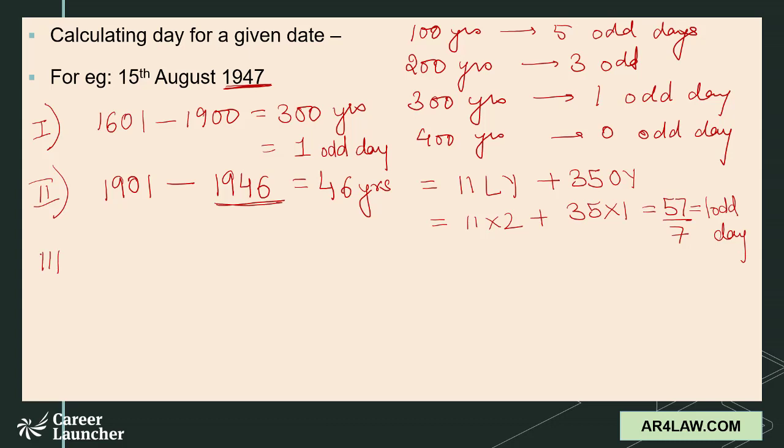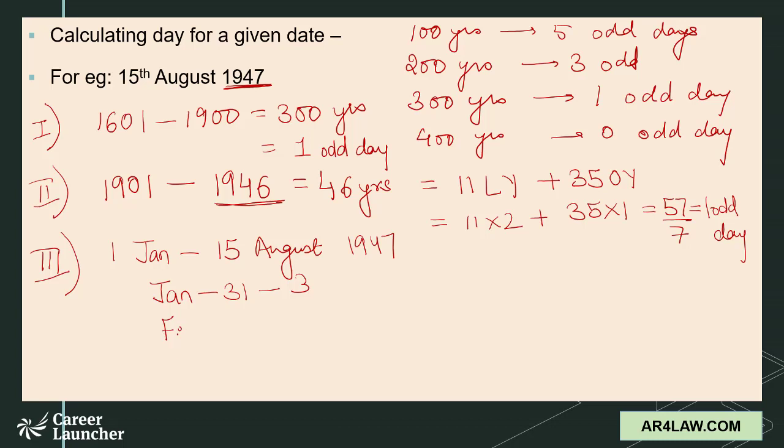Step 3 or part 3 of our answer. Now we are coming to 1947 and we have to move from 1st January to 15th August of 1947. Here we will have to count the odd days from 1st Jan to 15th August. So we know January has 31 days. Taking a remainder with 7, we get 3 odd days. Feb, since this is a non-leap year or an ordinary year, remainder 0. March is again 31, remainder 3. April is 30 days, remainder 2.